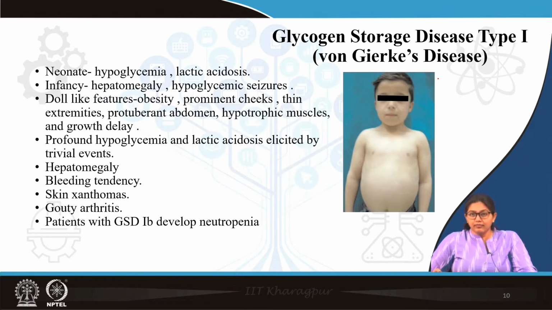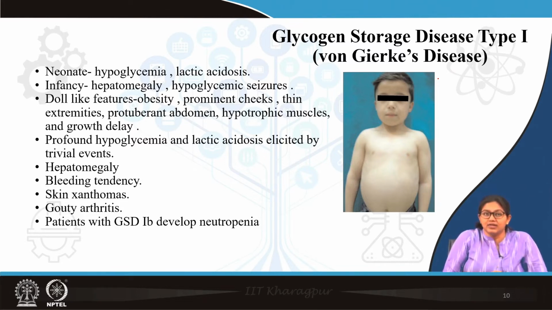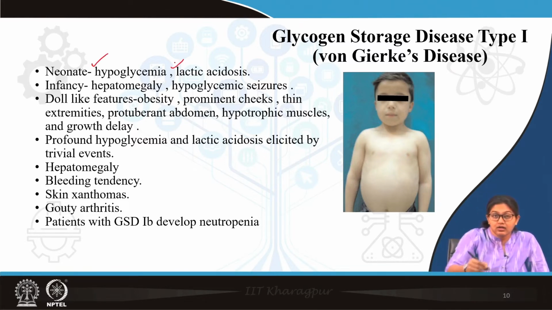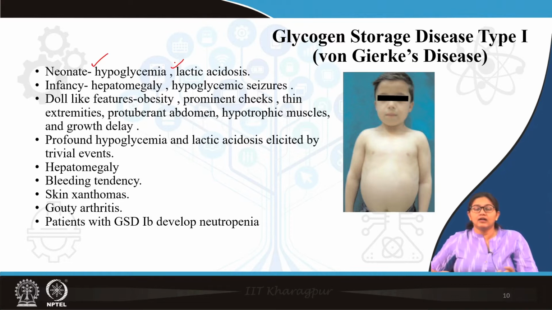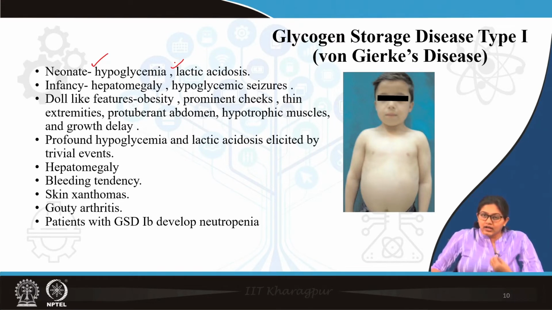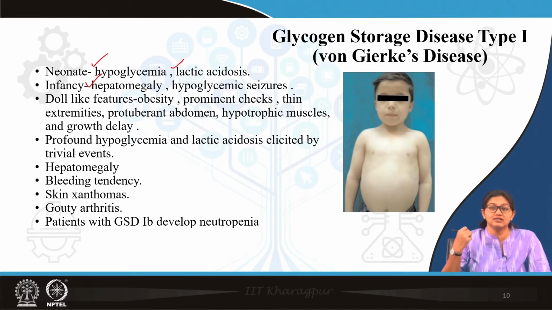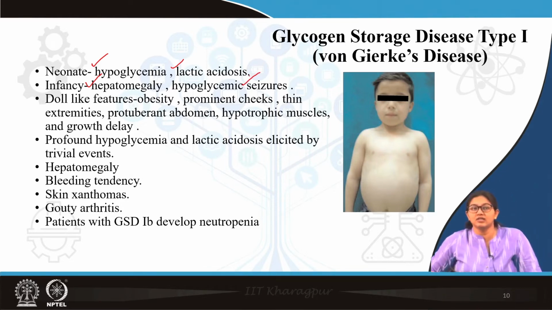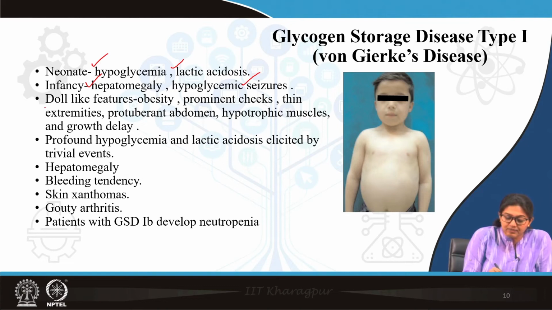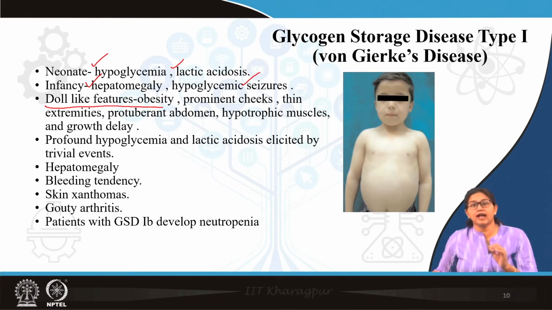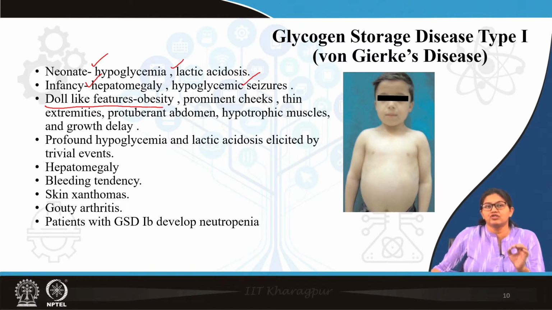Now, what will be the manifestation in those cases? In case of a neonate, there is hypoglycemia as well as lactic acidosis. On further progress, in infancy, glycogen accumulation starts, which leads to hepatomegaly, and it also affects the central nervous system, causing seizures, hypoglycemic seizures. Now, this is a typical presentation of type 1 glycogen storage disorder, von Gierke's disease.